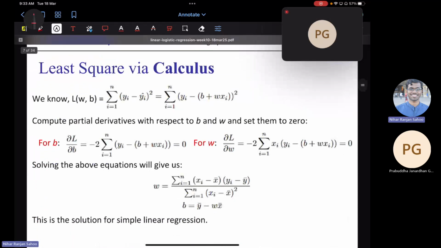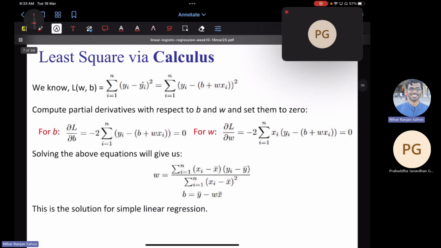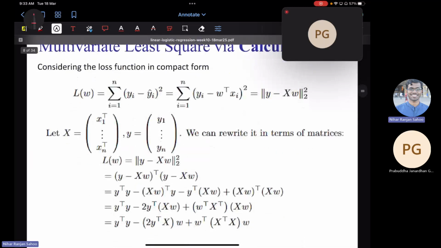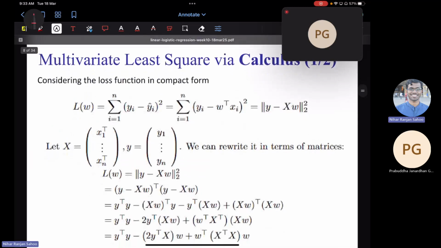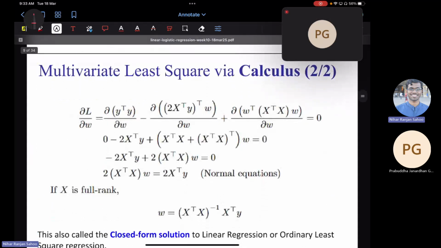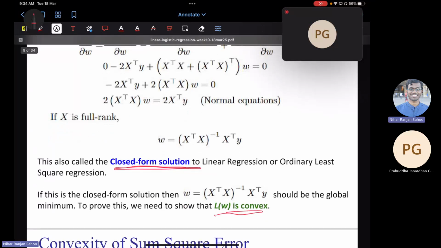Then we discussed how to estimate these parameters W and B, or individually W, through calculus. This is for the univariate case, so there is an extra B here. When we go to the multivariate case, we fused B into the W vector by augmenting an all-ones vector in the input X. Then in the multivariate case, how do we compute this optimized W? We discussed that, and it gave us one closed form solution. And we discussed that this loss function is also convex.